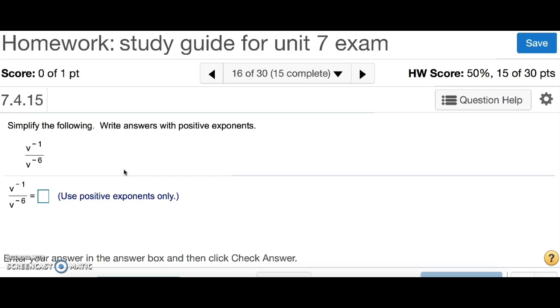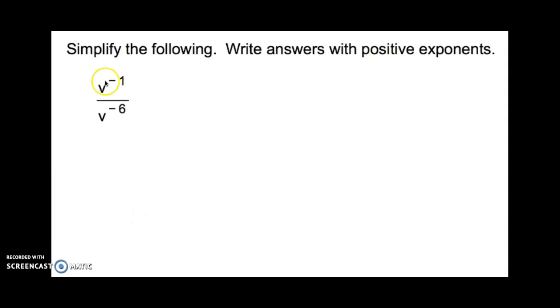Number 16, it is asking you to simplify the following and then write answers with positive exponents. So let's take a closer look at that. So first thing I notice is that both of these have a negative exponent. So what I'm going to do right away is get rid of that by flipping it upside down. So when they both have negative exponents, just flip them upside down and change the sign.